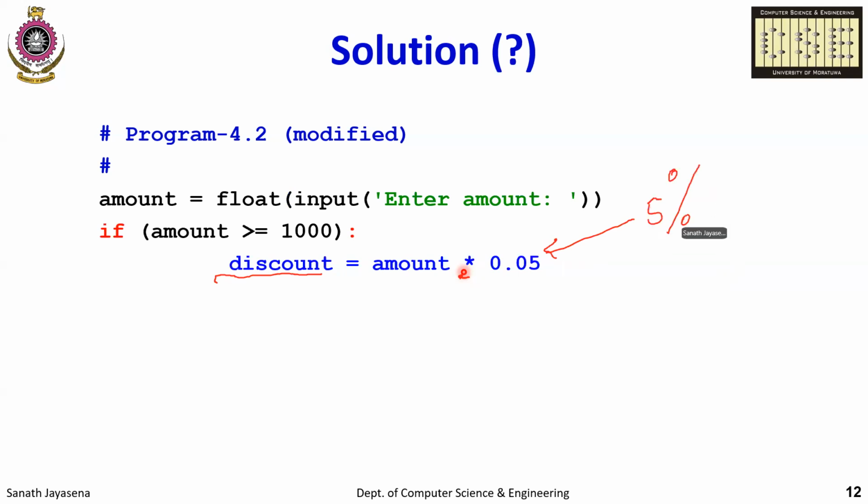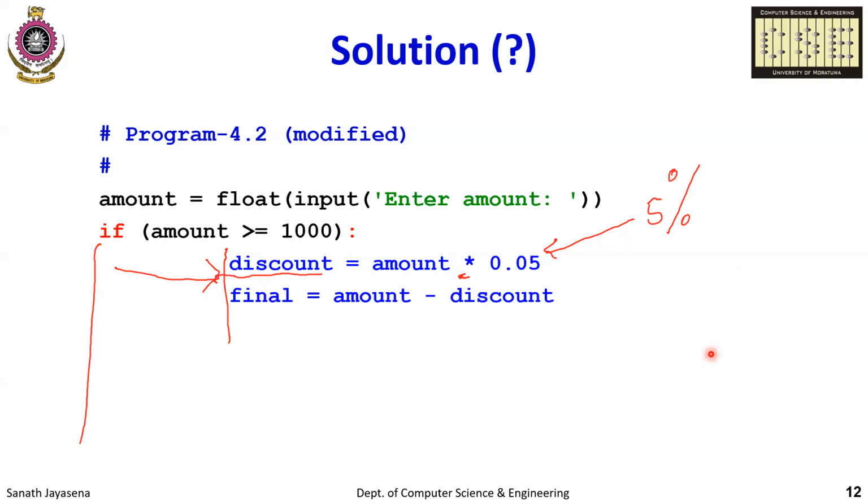Okay. And you can see this discount line is indented. The if is along this line, but this is indented to the right. Therefore this discount is inside the if suit, right? So this is inside the suit. That is something you need to notice. And the next line is also like that, because it is also indented like this.